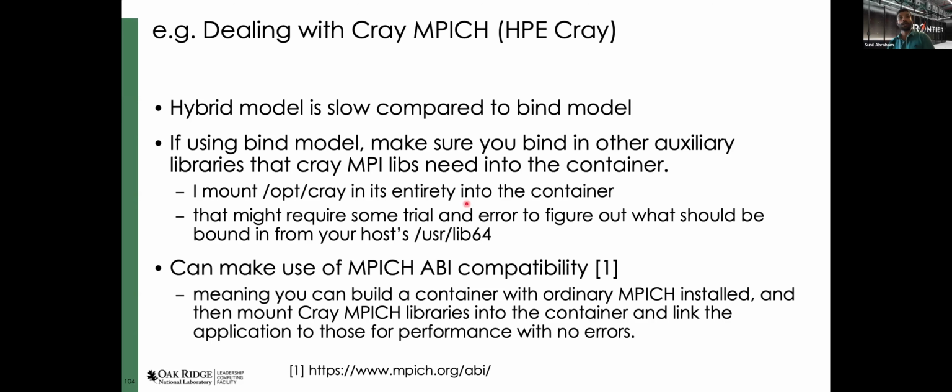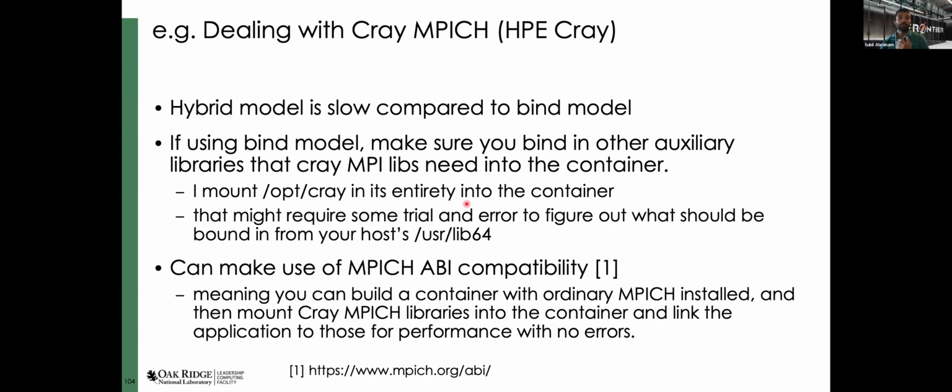So I mount the entirety of /opt/cray into the container because that was just the easiest thing to do. And the container doesn't have any Cray stuff at all, so doing that doesn't affect anything. Finding the correct libraries to mount in and the correct library locations to make sure they're part of the LD_LIBRARY_PATH inside the running container is going to take some trial and error, but it is doable. And then you eventually get to the point where bind model is working and is showing performance that is close to, if not the same as, running natively.